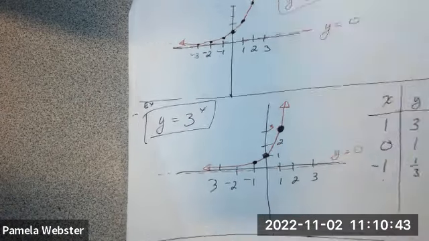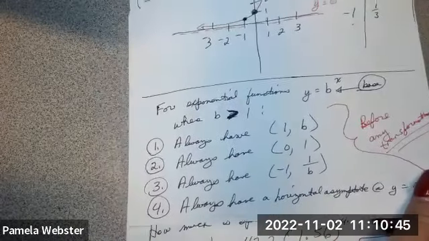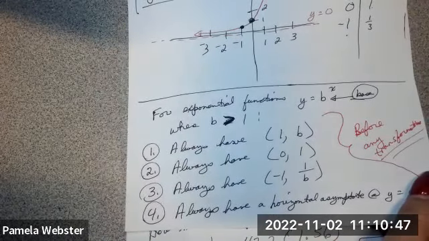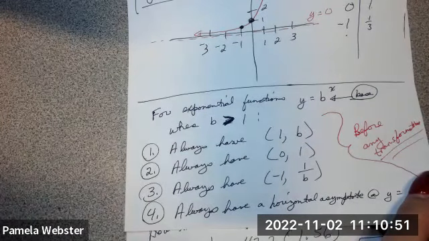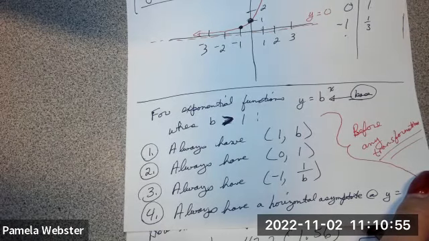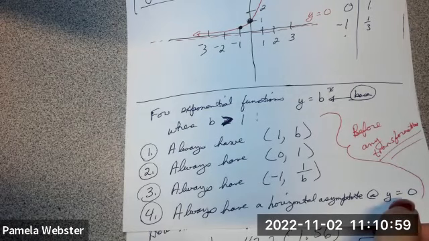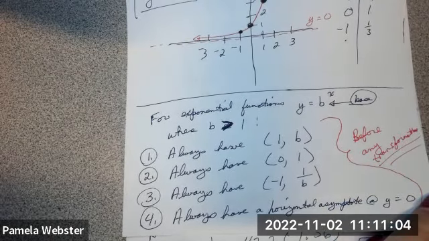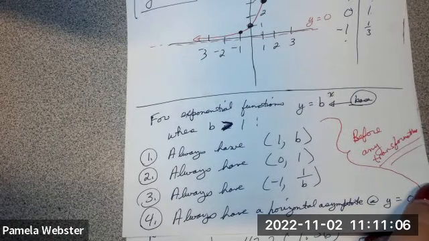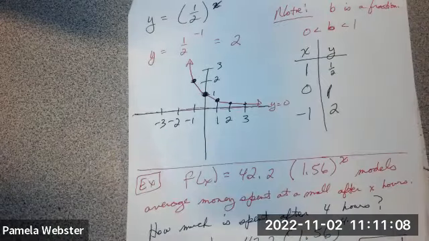Okay, we had a few rules that we said, hey, this is what's happening with all of our graphs. We're always going to have the point 1 in the base. We're always going to have the point 0 and 1. And we're always going to have the point -1 and 1 over the base. Okay. And then as long as we haven't shifted, these things all happen before we shift. So then we always have that horizontal asymptote at y equals 0.